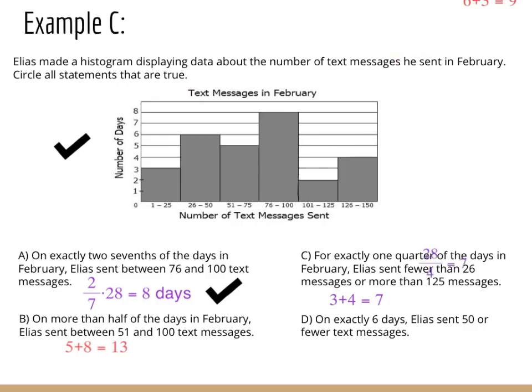So I'm going to take 28 days in February, divide by 4, because that will break it up into quarters, and when I do that, I get 28 divided by 4 is equal to 7, and that is the number that he got, so this statement is also true.